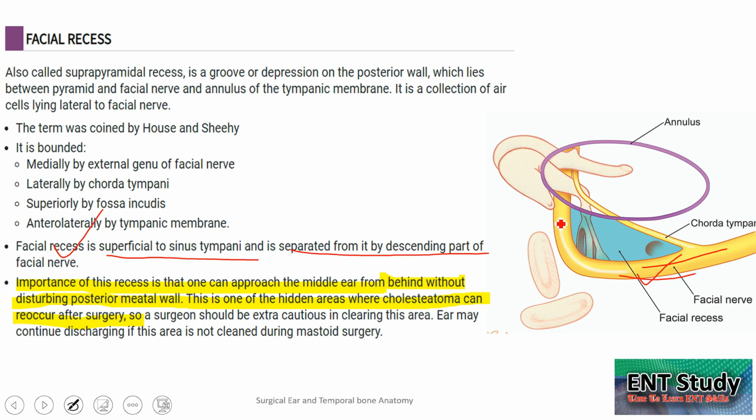It is important because one can approach the middle ear from the mastoid without disturbing the posterior meatal wall. And this is also one of those hidden areas where cholesteatoma can occur after surgery. So the surgeon needs to be extra cautious while clearing this area, because if they leave some air cells behind, the disease process would recur.